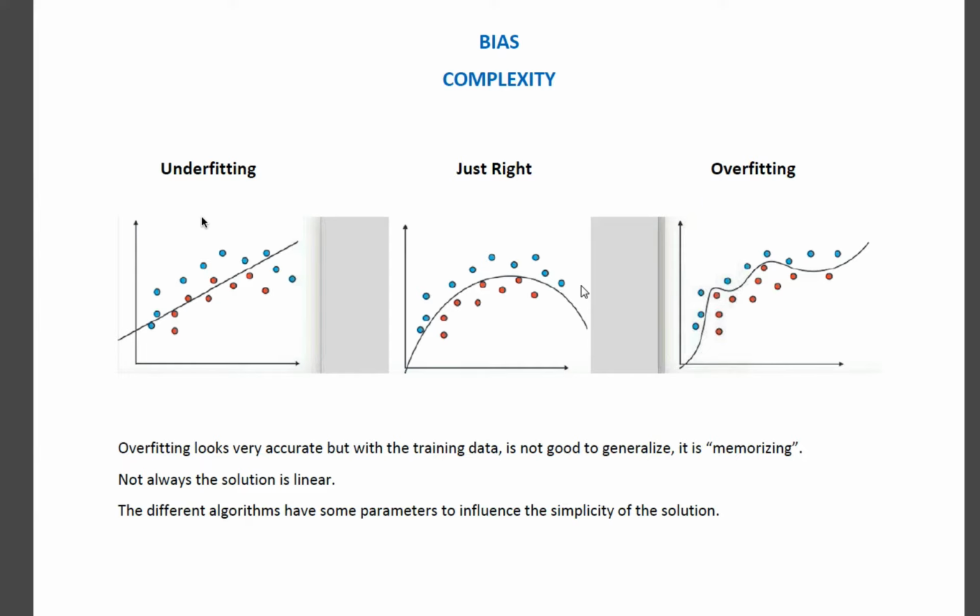The complexity of the function can go from very simple, or underfitting, to too complex, or overfitting. Most of the algorithms are going to try to give you just right. The different algorithms have some parameters to influence the simplicity of the solution. Underfitting means that the solution is too simple. Just right is just right, and overfitting is not good because it's too complex, and in general it's just memorizing the solution, and that's not good. That's not what we are looking for.